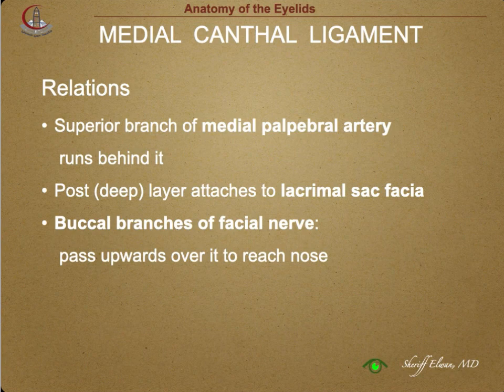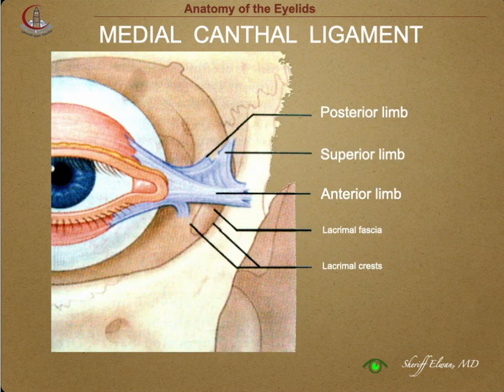Now the medial canthal ligament is the cord-like structure that you can feel on the medial side of your eyelids. If you stretch the skin of the eyelids laterally, you can feel it like a cord-like structure attaching to the anterior lacrimal crest. And actually it's related to a couple of structures. The superior branch of the medial palpebral artery runs behind it, and its deep posterior layer attaches to the lacrimal sac fascia, and the buccal branches of the facial nerve pass upwards over it to reach the nose.